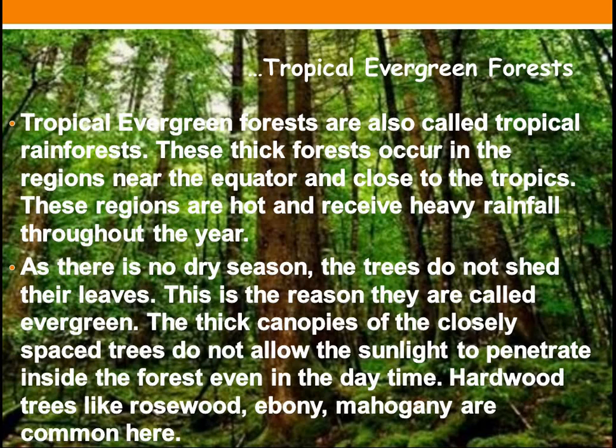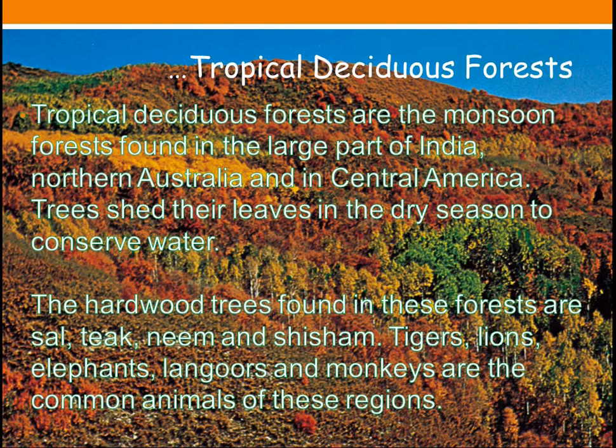Next, let's see tropical deciduous forest. The tropical deciduous forests are the monsoon forests found in large parts of India, northern Australia, and Central America. And these trees shed their leaves in the dry season to conserve water. So the trees in this kind of forest will shed their leaves.